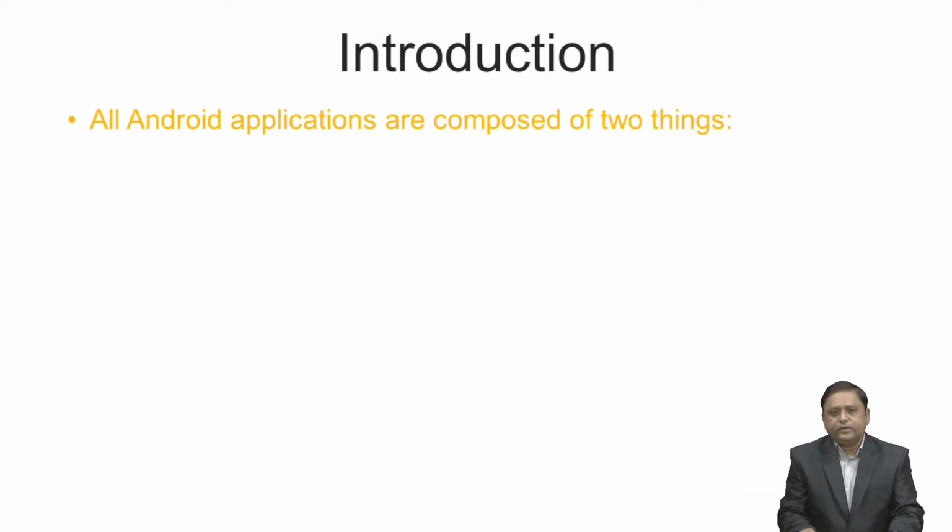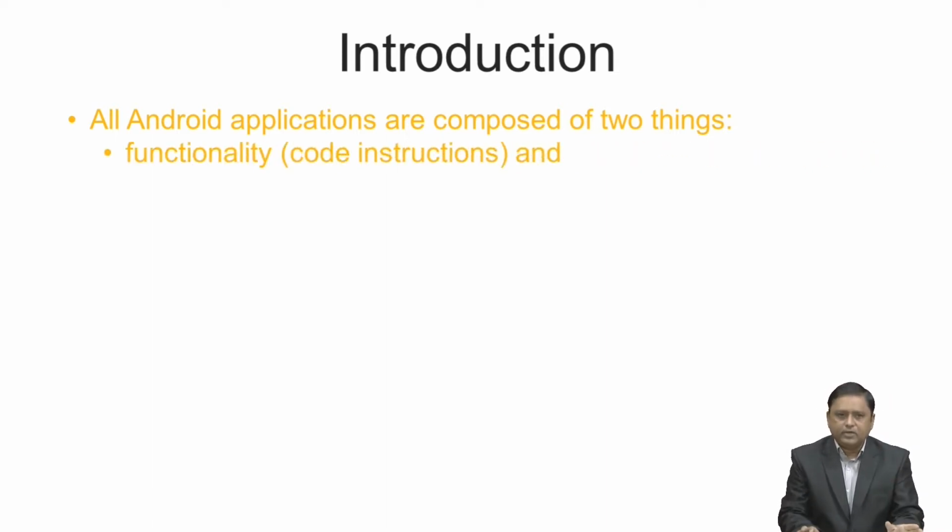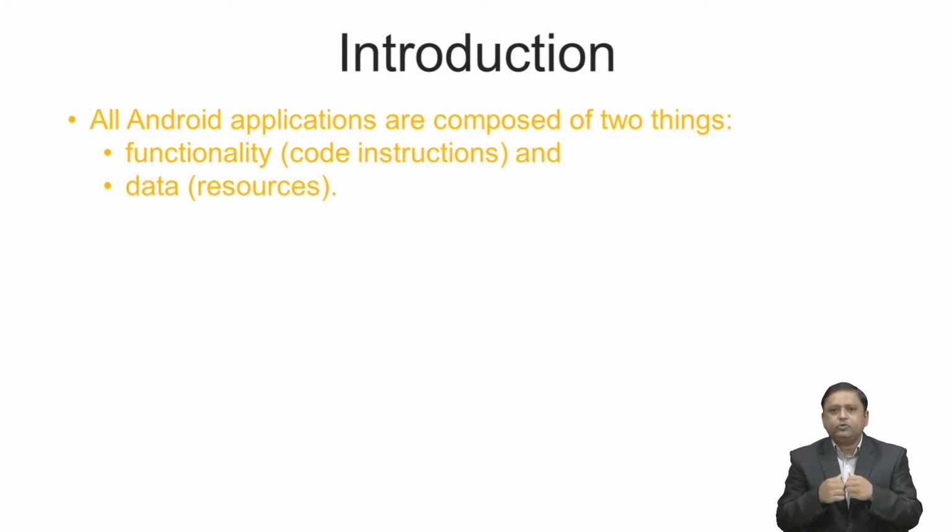Let us start with application resource introduction. We have already written some application in Android Studio. So, you will find all Android applications are composed of two things. First, functionality or code instruction which is written in Java file, and the second part that we are going to discuss today is data or application resources or simply resources.